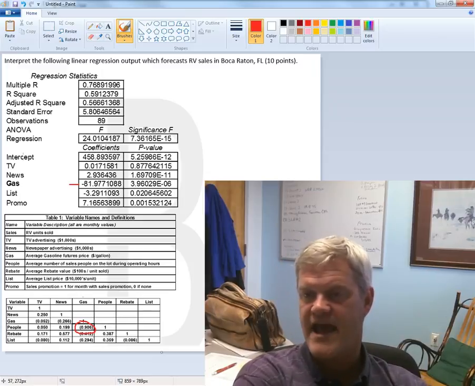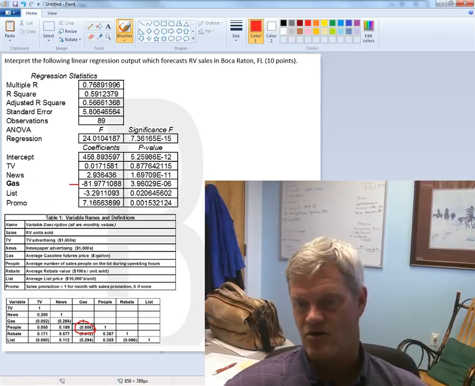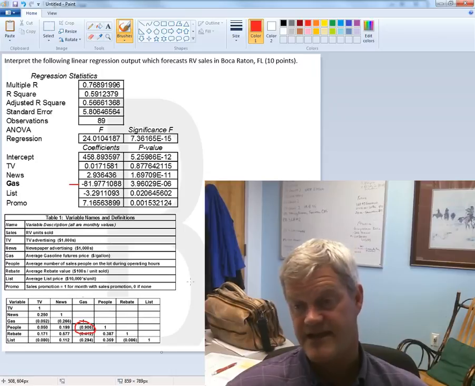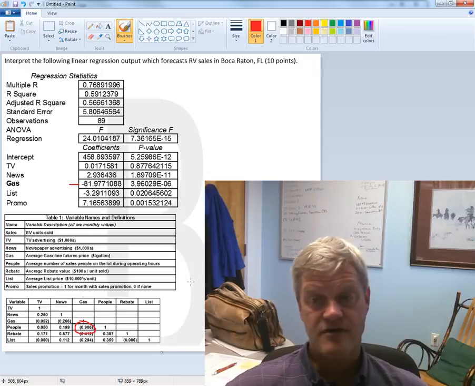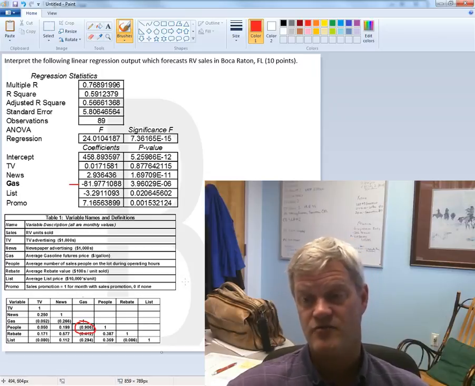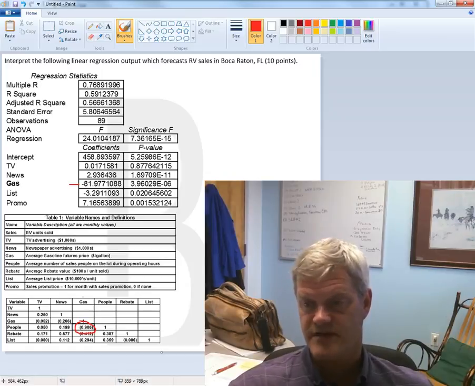So that's what we have in this model. We have a collinear relationship between people and gasoline advertising. So if you want to have good and reliable coefficient numbers, then you have to remove one of those items from the data set.